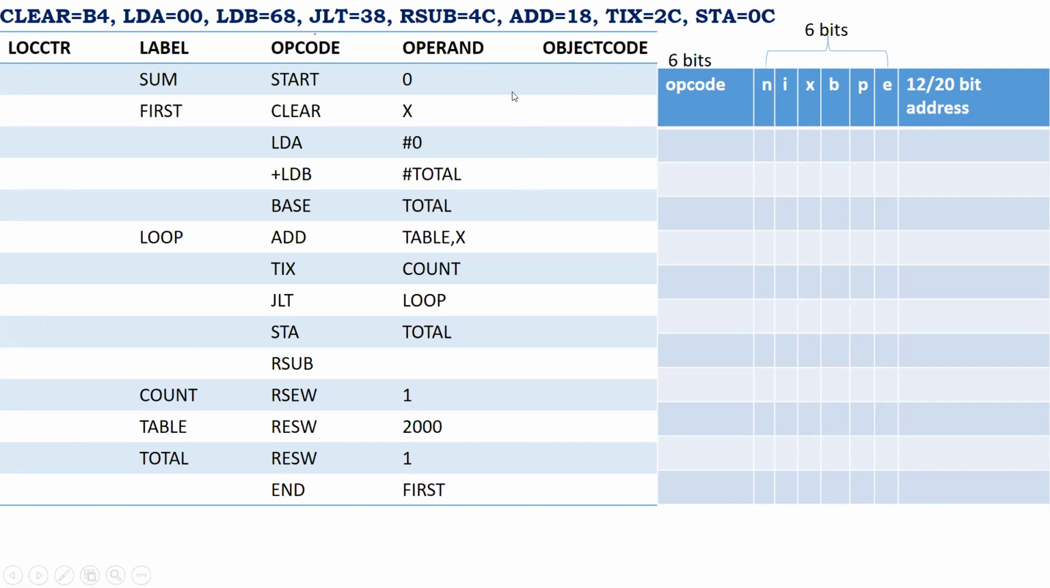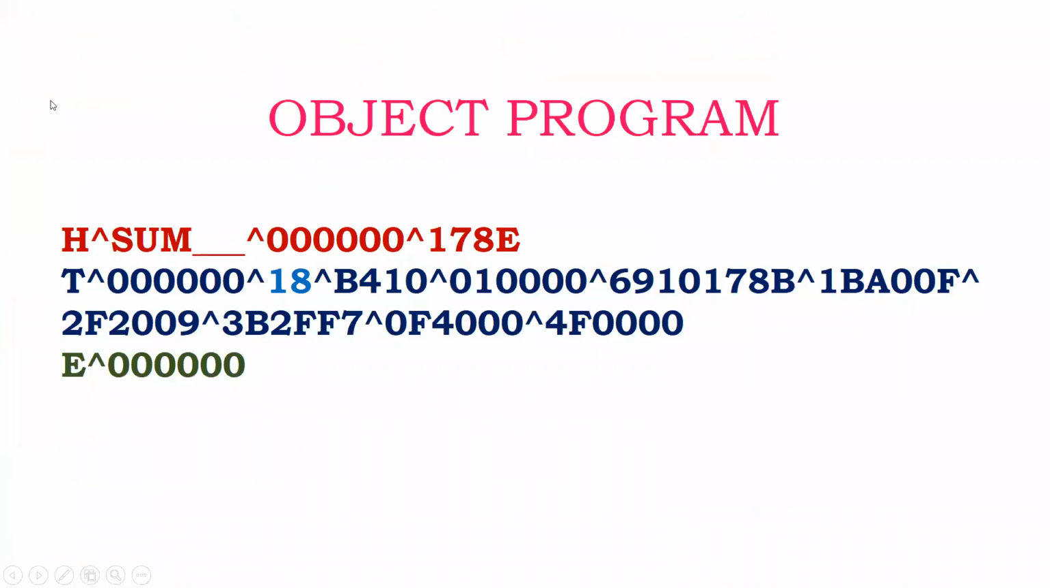In SIC/XE machine architecture, there are 4 instruction formats. Type 1 is of 1 byte, type 2 is of 2 bytes, type 3 is of 3 bytes, and type 4 is of 4 bytes. Based on those instruction formats, we add to the location counter and write its value. Initially, we have the starting address 0, so we write the initial value of the location counter to be 0.